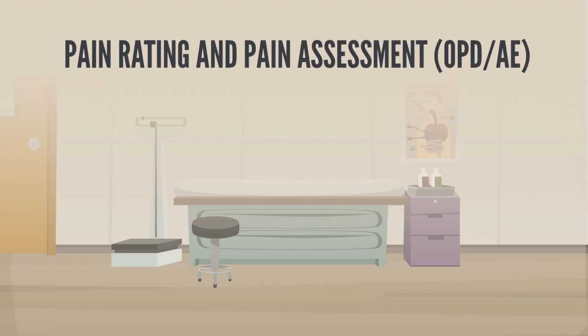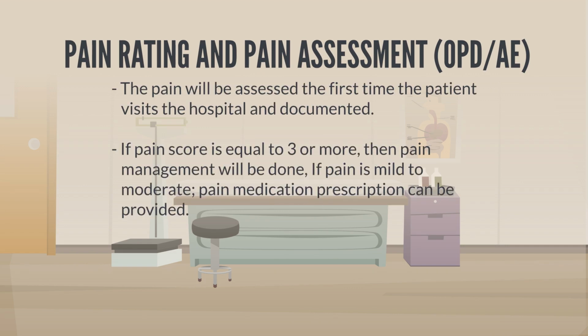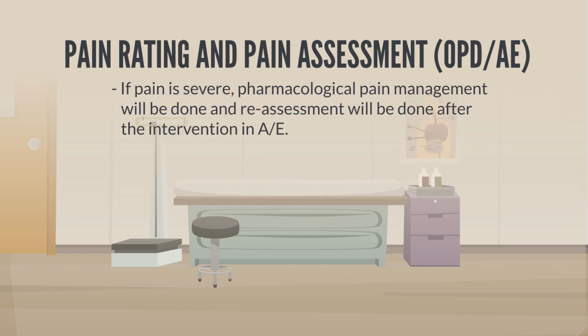Pain rating and pain assessment. The pain will be assessed the first time the patient visits the hospital and documented. If the pain score is equal to 3 or more, then pain management will be done. If pain is mild to moderate, a pain medication prescription can be provided. If pain is severe, pharmacological pain management will be done, and reassessment will be done after the intervention in AE.